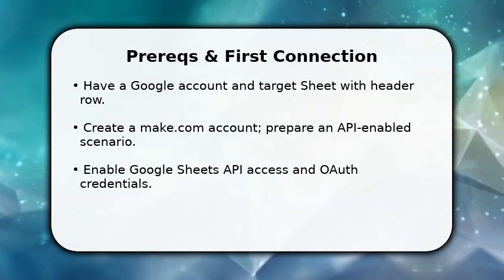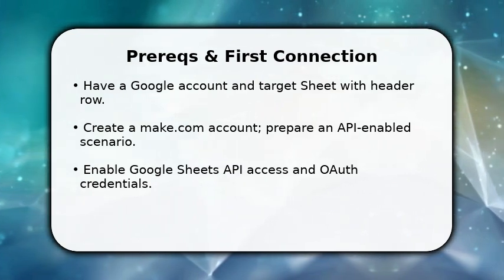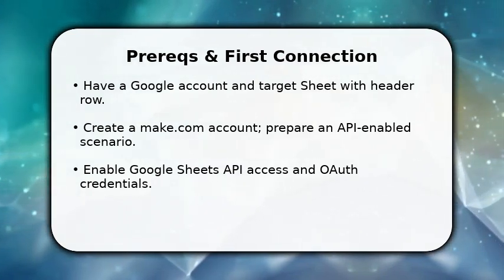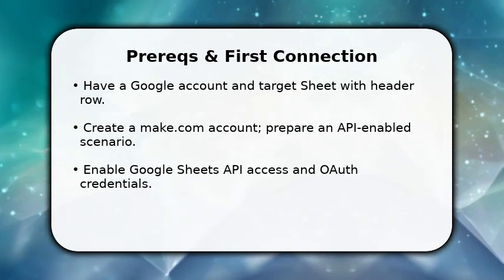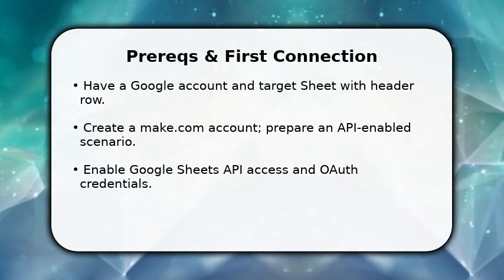Once authenticated, create a new scenario and add the Google Sheets module, choosing the account you just authorized. Make sure to select the correct spreadsheet and worksheet. This tells Make exactly where to read or write data, preventing mismatched columns downstream.